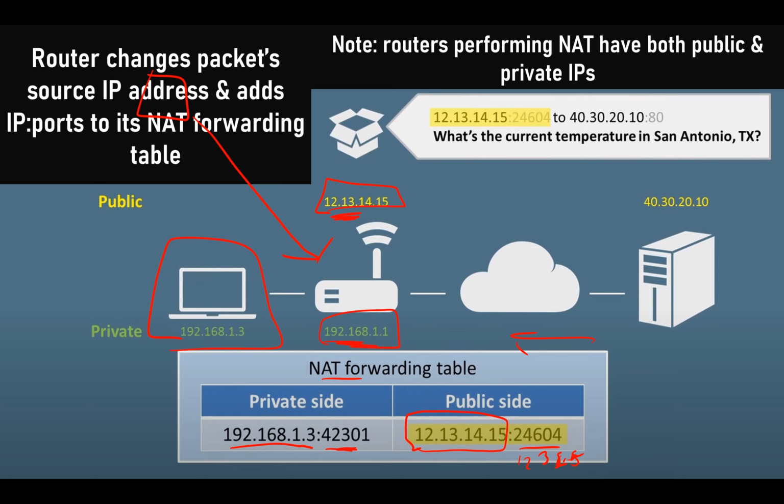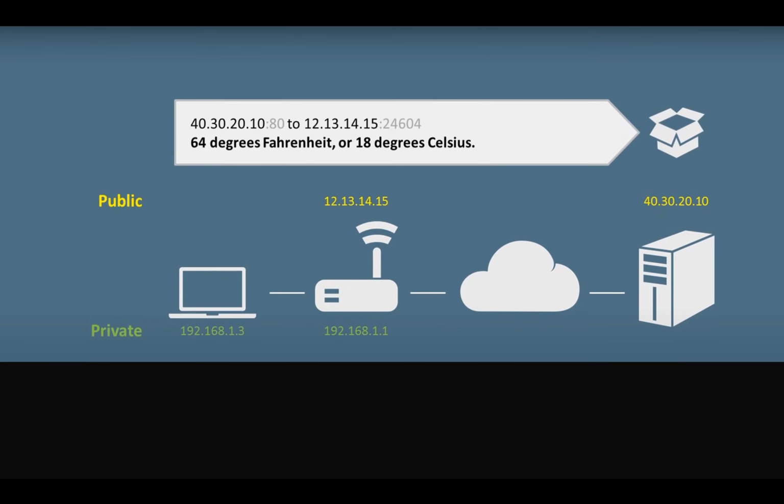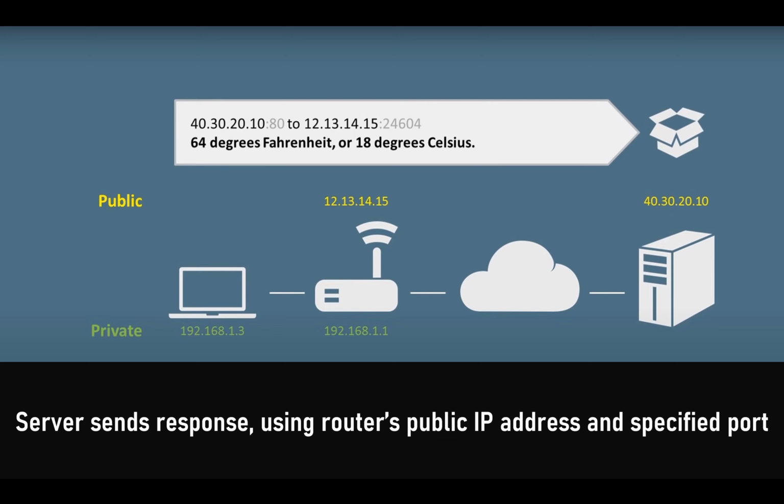If you want, you can pause and read it again. This is probably going to be the response. The server sends a response using the router's public IP and the specified port. So this is the server, 40.30.20.10, and it's sending back to 12.13.14.15. Notice here that it's sending to this port number on the router.